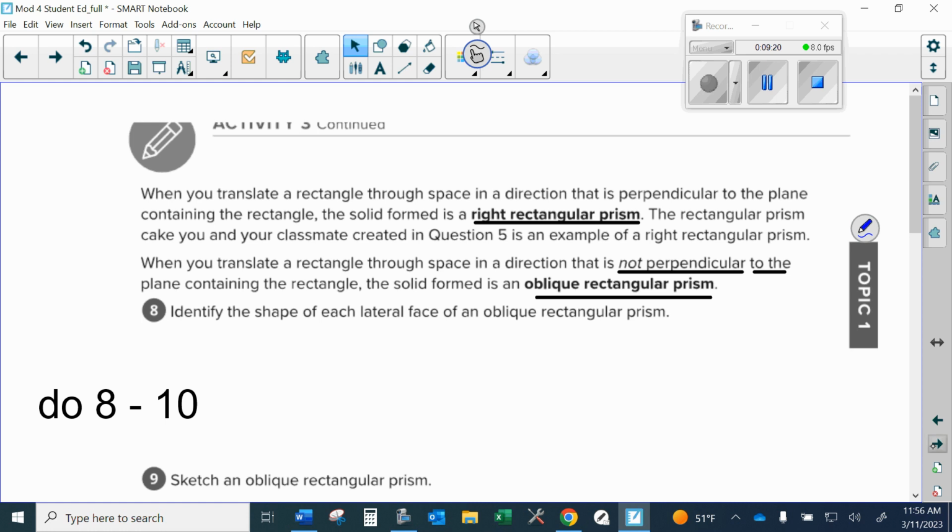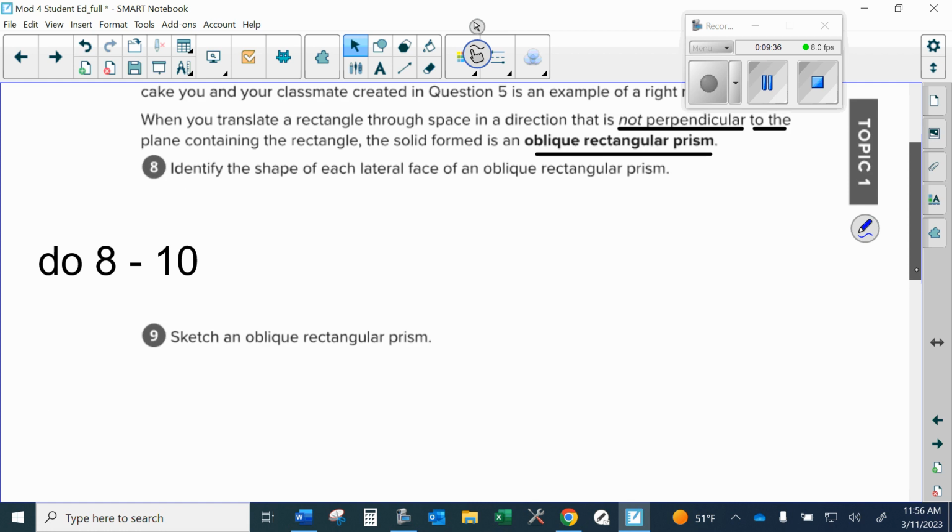So now you're hearing those words I've been using. You're seeing right here, right rectangular prism. If it's not perpendicular, as I said, straight up vertical or horizontal, then it's an oblique rectangular prism. We're going to look at 8 through 10. Identify the shape of each lateral face of an oblique rectangular prism. Sketch an oblique rectangular prism.